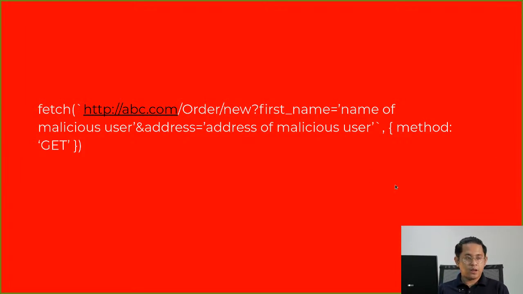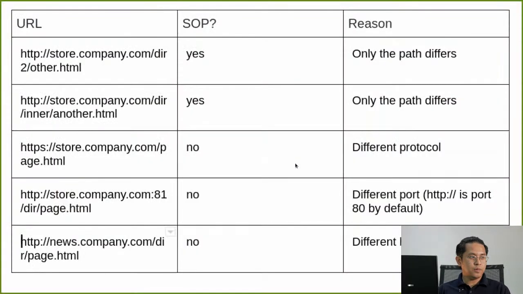So I'll give you an example that violates the rule of SOP, the same origin policy. So this is the table. As you can see on the table, we have 5 URLs.